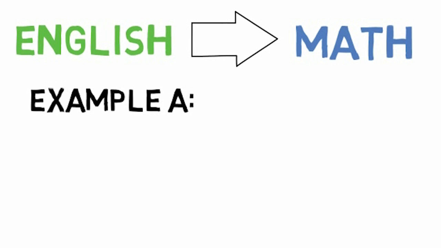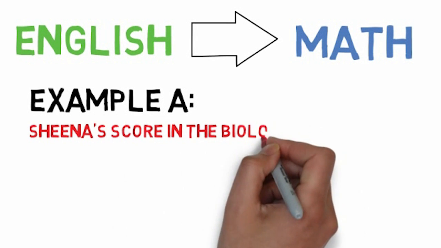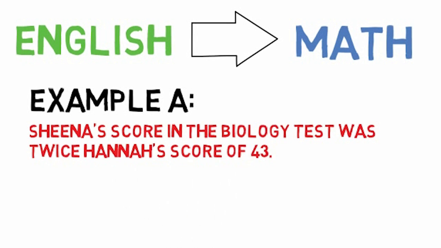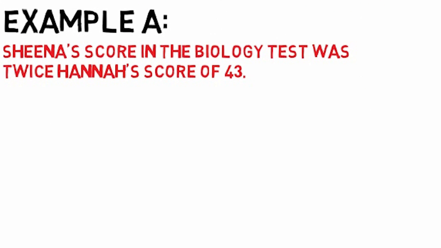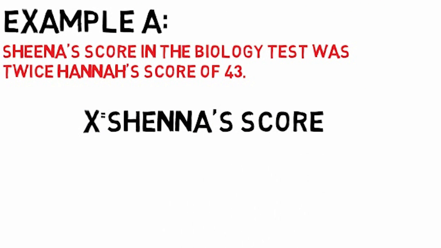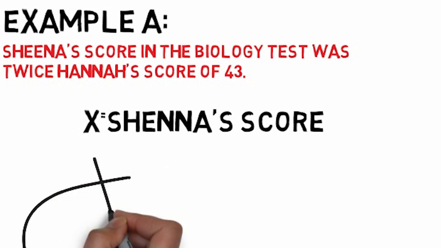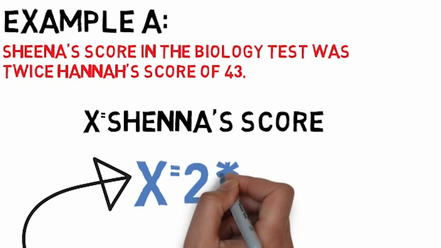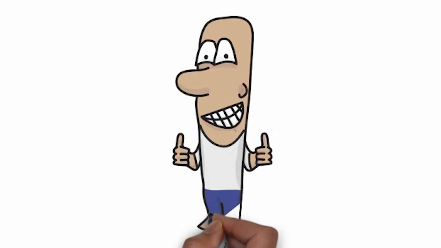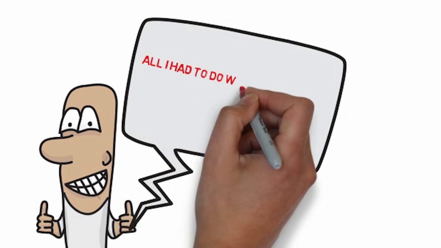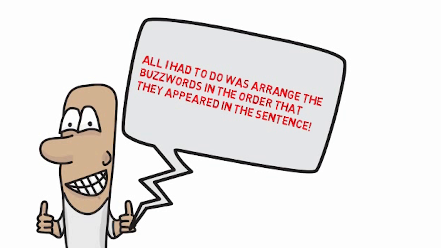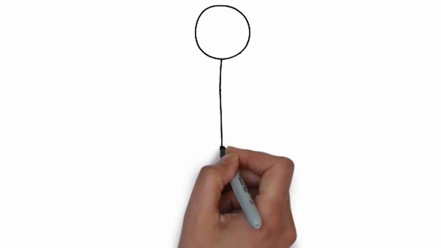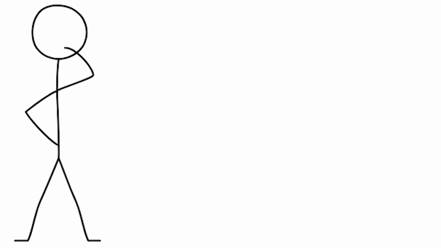Example A. Sheena's score in the biology test was twice Hannah's score of 43. If we represent Sheena's score by x, our sentence will be x equals 2 times 43. That was easy. We just translated using the buzzwords and arranged them in the order that they appeared in the sentence. But how will you write this next one?